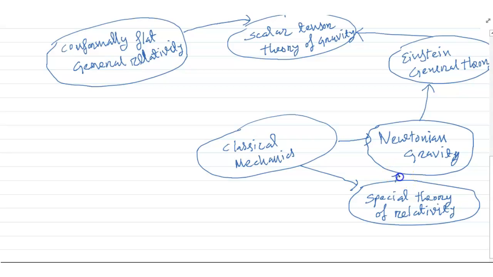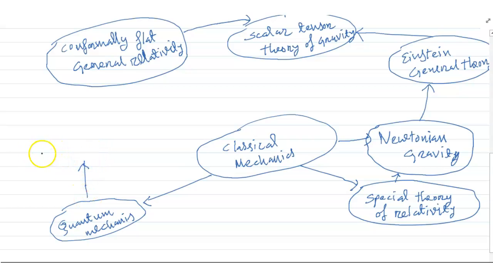And special theory of relativity produced Newtonian gravity, and classical mechanics produced quantum mechanics. And quantum mechanics produced Bohmian. And Bohmian produced conformally flat general relativity. And quantum mechanics also produced relativistic quantum theory.